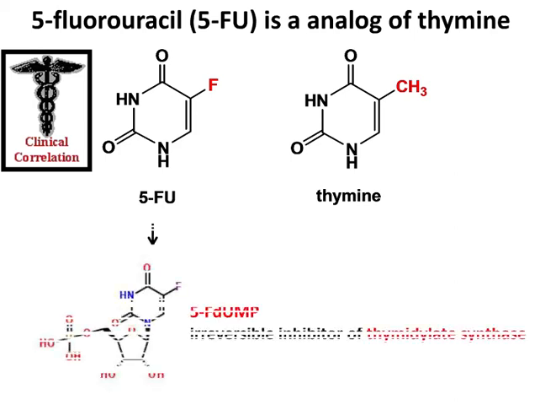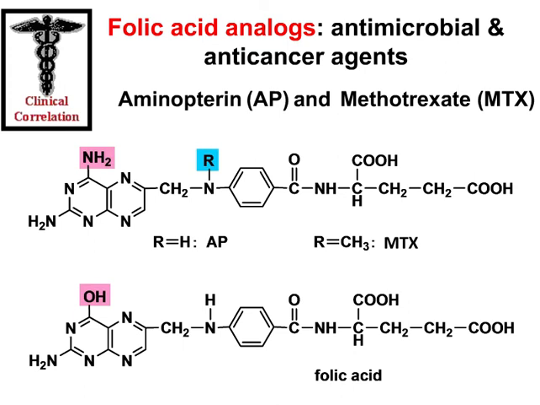5-fluorouracil is an analog of thymine. When it's taken up by cells, it is metabolically converted to 5-fluorodeoxy-UMP, which is an irreversible inhibitor of thymidylate synthase. Structural analogs of folic acid, such as methotrexate and aminopterin, are widely used to control rapidly dividing cells. They work by inhibiting dihydrofolate reductase.